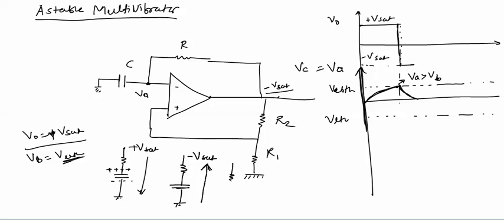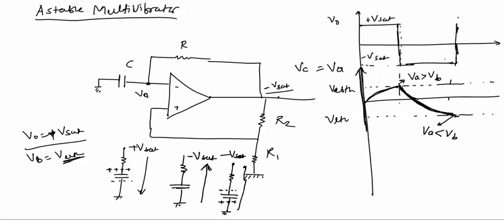And after discharging, the current still flows through the capacitor, which charges the capacitor with opposite polarity. If capacitor charges with opposite polarity, VA becomes negative. If VA becomes negative and if it crosses VLTH, which is the present value of VB, when output changed to minus Vsat, VB changed to VLTH. So when VA goes below VLTH, that is VB, at this point VA becomes less than VB, and at this point the output changes from minus Vsat to plus Vsat.